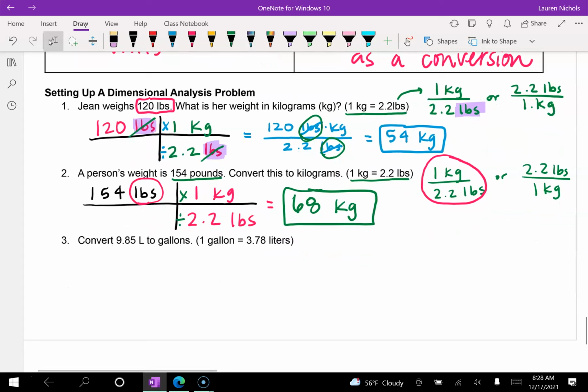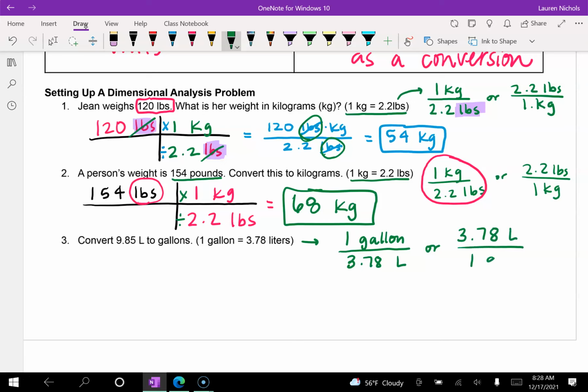Now, number 3 says convert 9.85 liters to gallons, and we have a different equality this time. Here we have 1 gallon over 3.78 liters, or that could be written as 3.78 liters over 1 gallon. So we set up our T-chart, put our line, take what's given to us, 9.85 liters, and we have to choose our fraction.